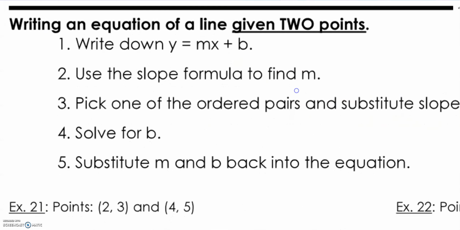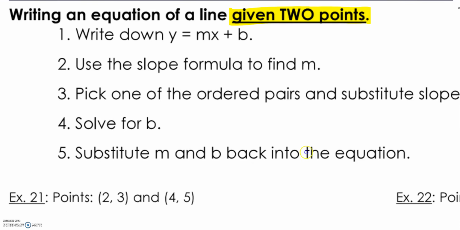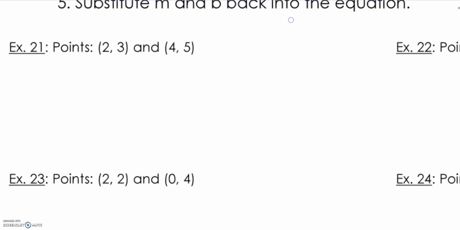All right, last section, writing an equation of a line when I don't have the slope or the y-intercept. They just give me 2 points. So step 1. Write down y equals mx plus b. To finish the equation of the line, I want the slope, I want the y-intercept. If I know 2 points and I want the slope, well, let me solve it by using the slope formula.